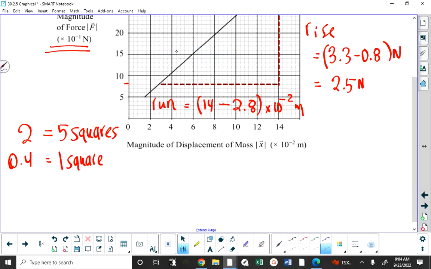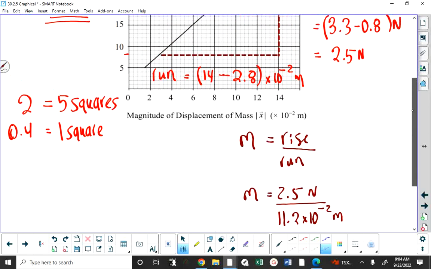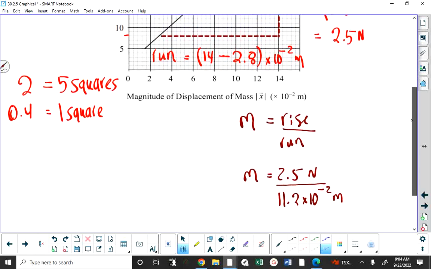And that means that my slope, we use the symbol m for slope, which is rise over run, will be equal to my rise, which was 2.5 newtons, over my run, which was 11.2 times 10 to the negative 2 meters. So I'm going to stop there before we divide that. Does anybody have any questions? Or are we in agreement on those numbers using the points I've chosen? Okay, good. So what do I get for the slope?